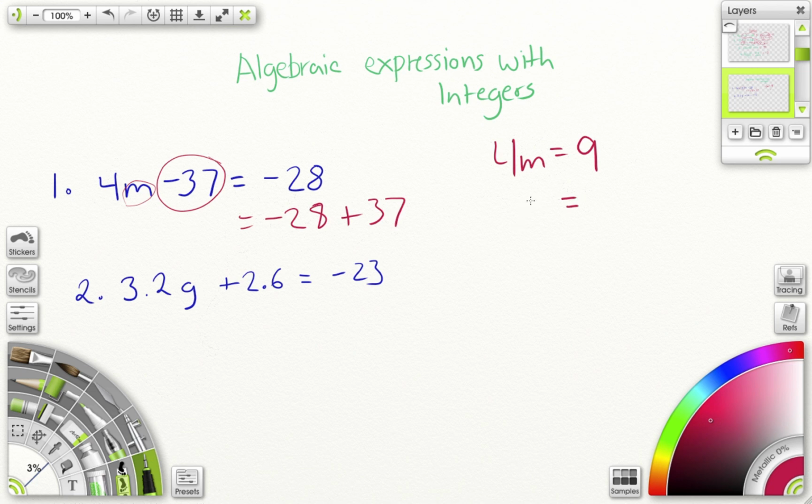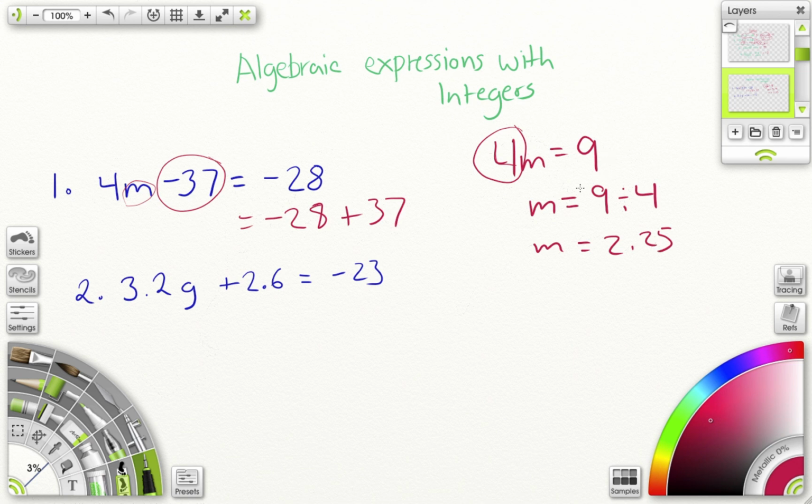So now we have to isolate the m. So m, and then we bring it over here. It was timesing it. We were multiplying it on this side. Now we do the opposite, which is dividing. So now I have 9 divided by 4. So m is equal to 2.25. So sometimes your values will have a decimal value.